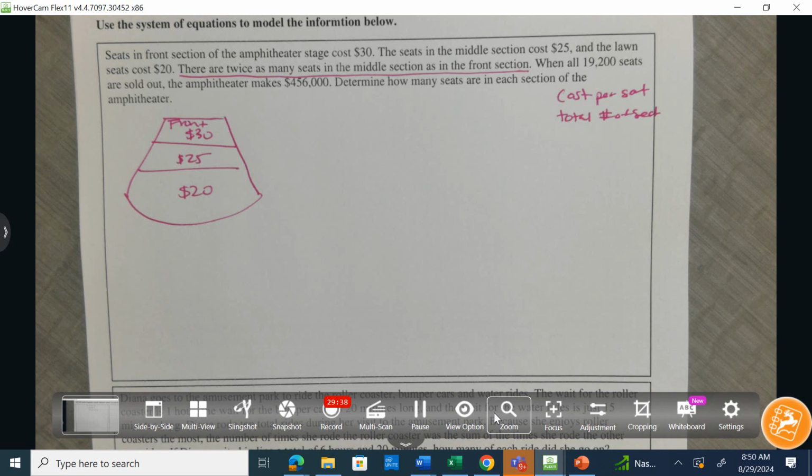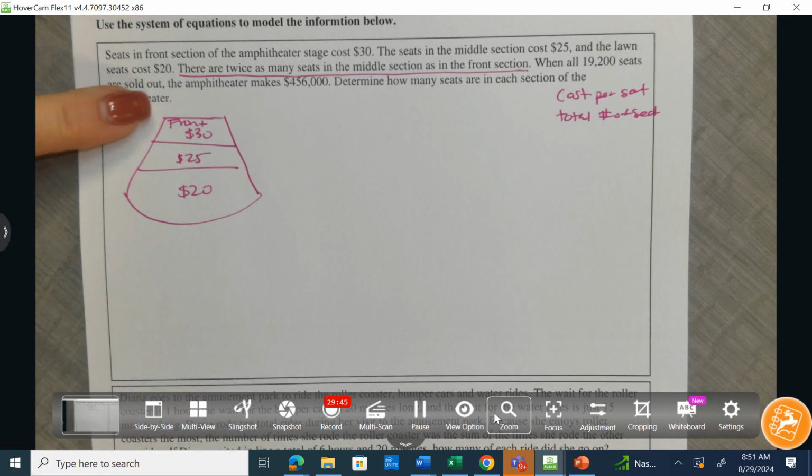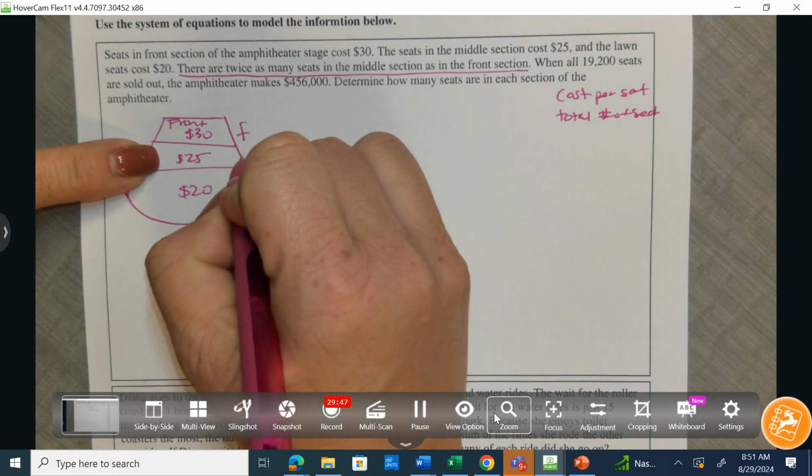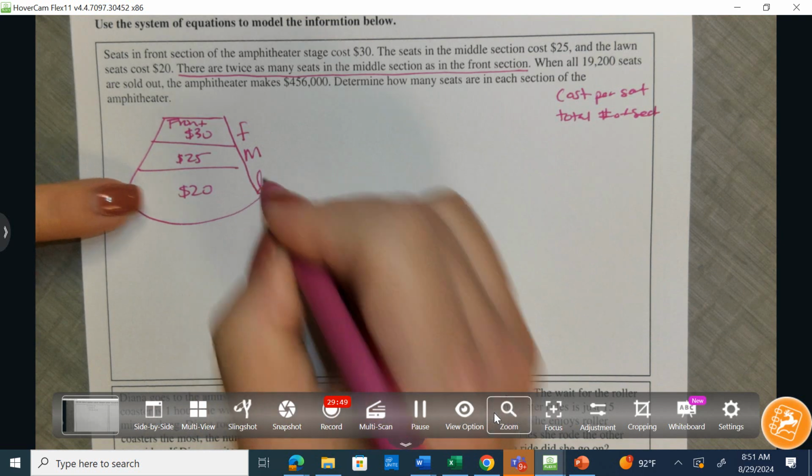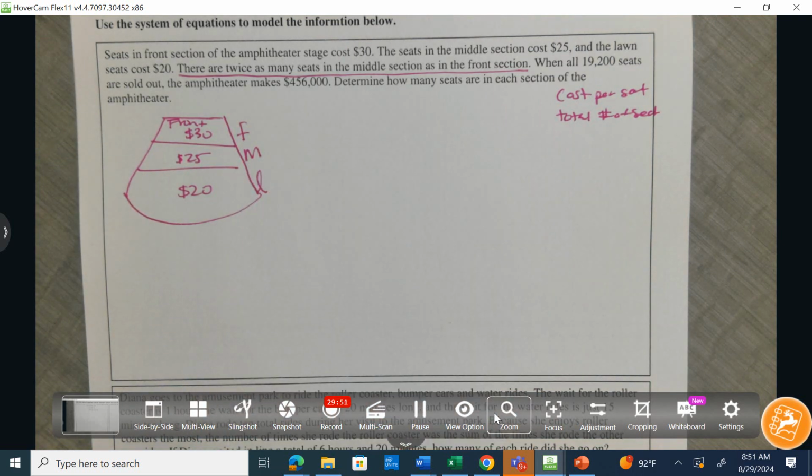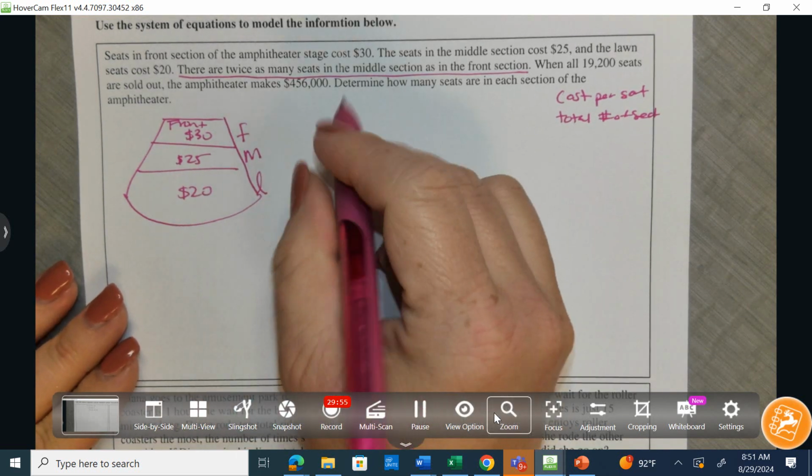Now, in this problem, I'm going to let F represent the total number of seats in the front section. M is going to be the total number of seats in the middle section, and L is going to be the total number of seats in the last section. All right, that's not a good acronym. I should change that. Okay, here we go.